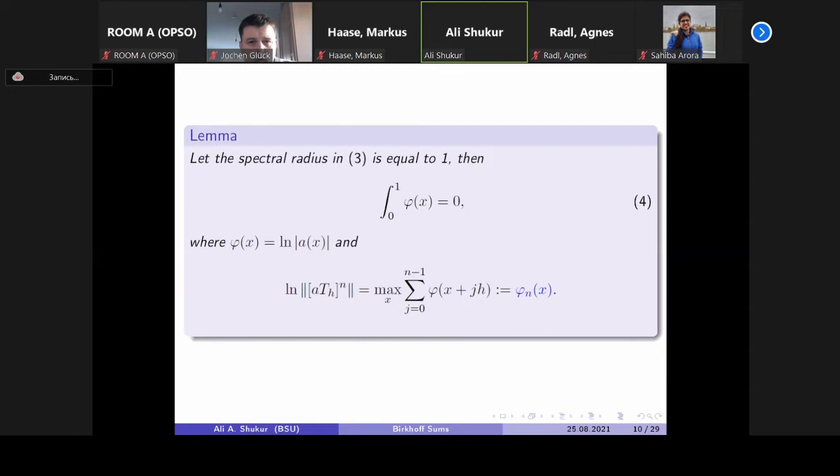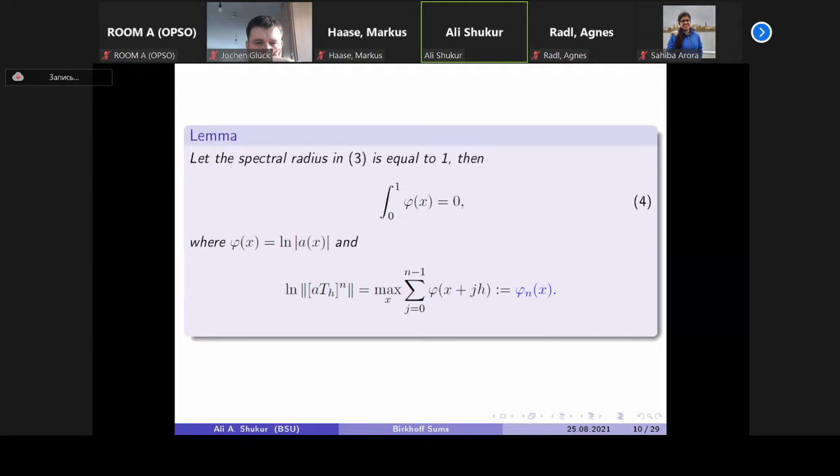So now, if we say that the spectral radius is equal to one, then this integral is equal to zero. And we have that the logarithm of the norm of the powers of the operator is equal to this. And you see these phi_n(x) can be related to Birkhoff sums, okay?